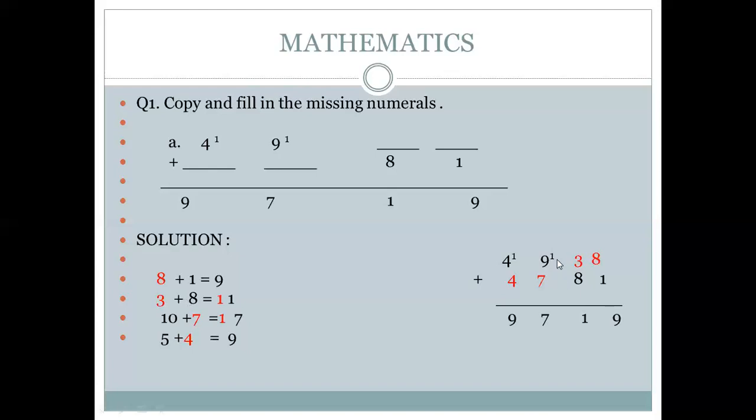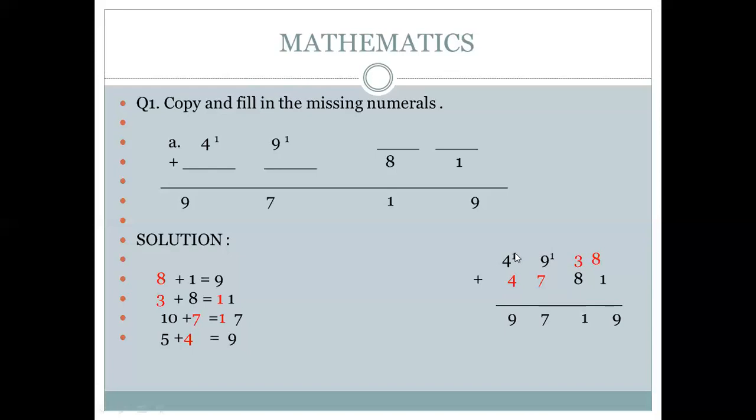9 plus 1 is 10. And you see in the answer there is 7. 9 plus 1, 10. How can we convert the 10 into 7? It means that if we add 7 in it, we get 17. And we write here 7 and again we carry 1 on 4.